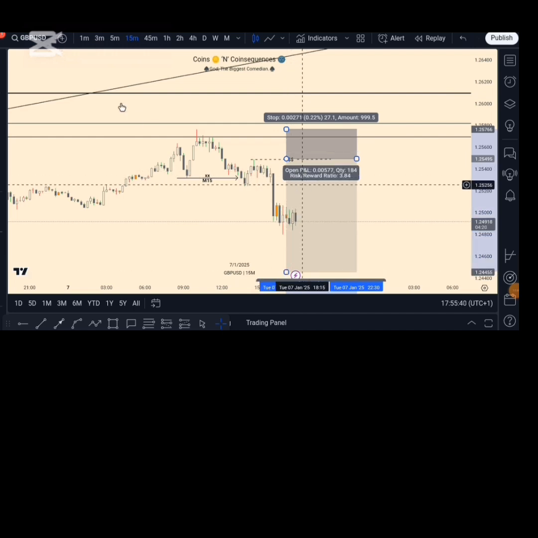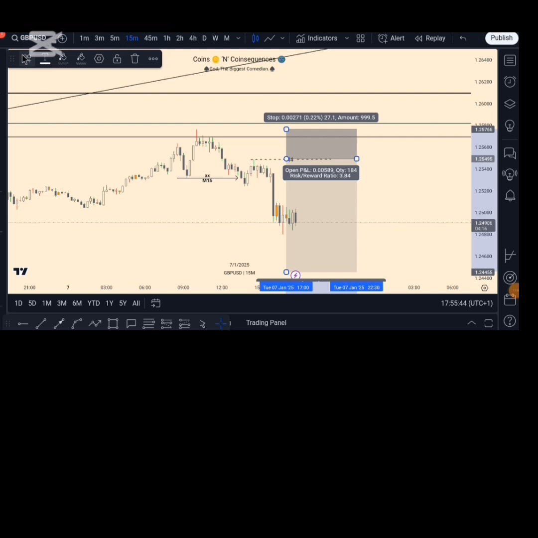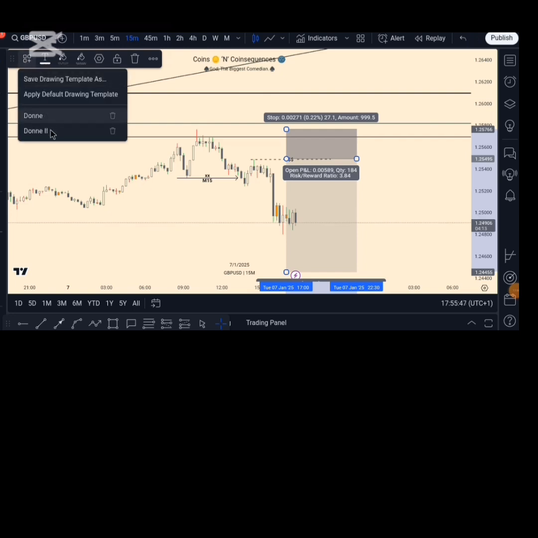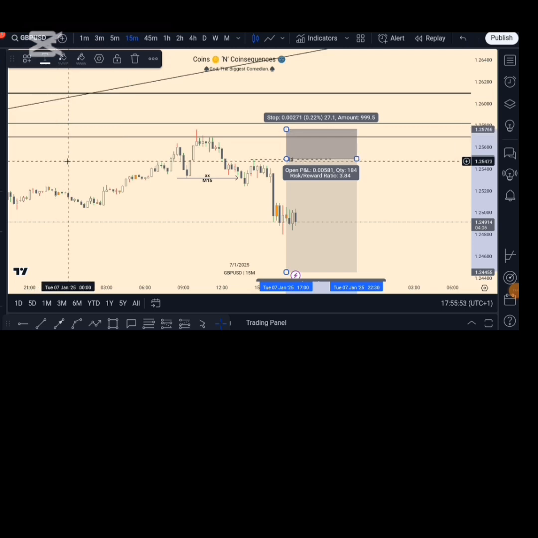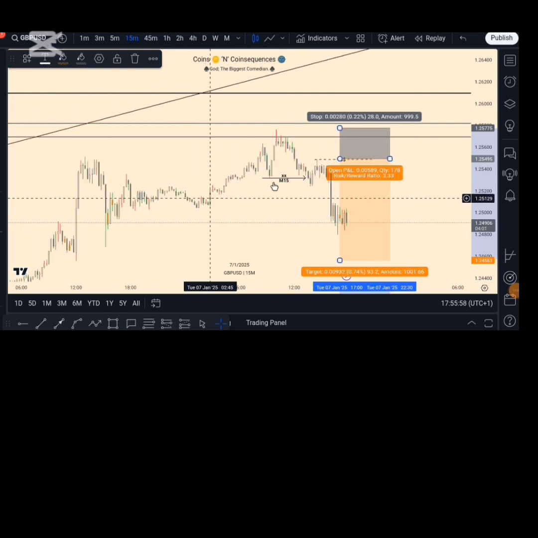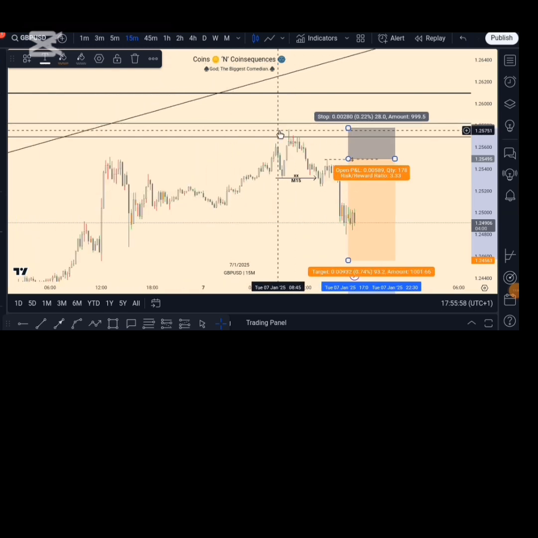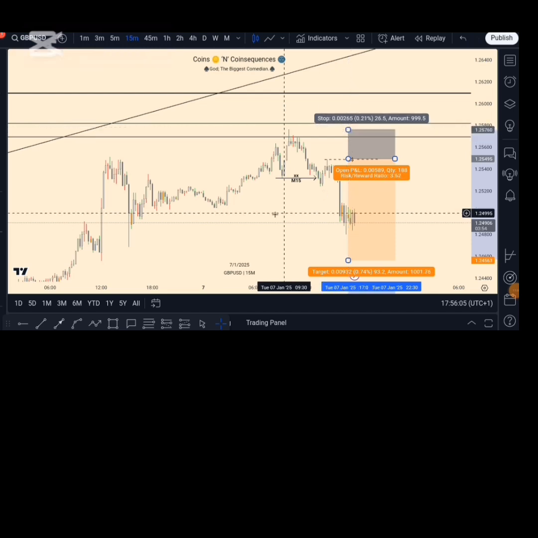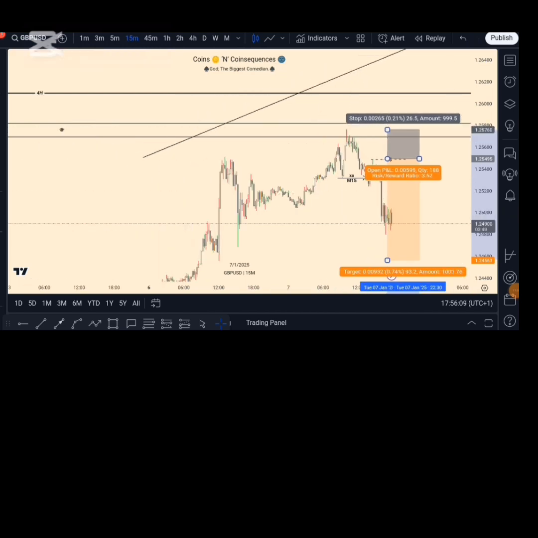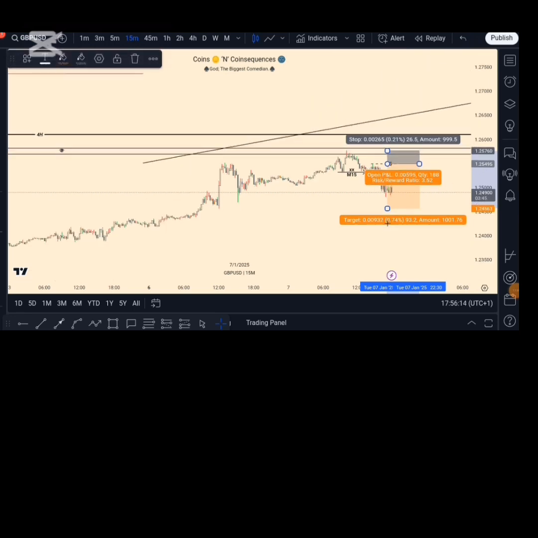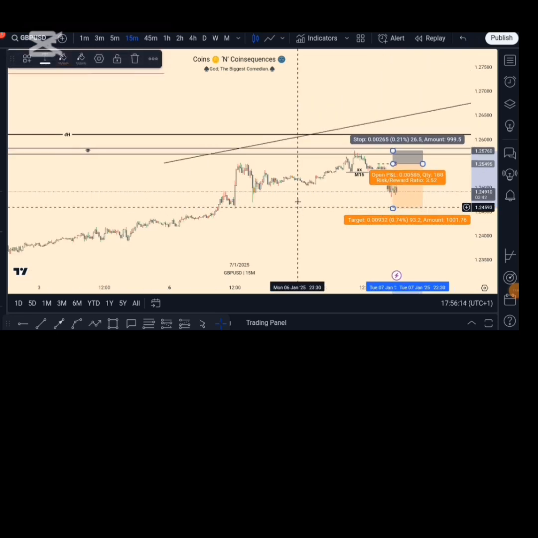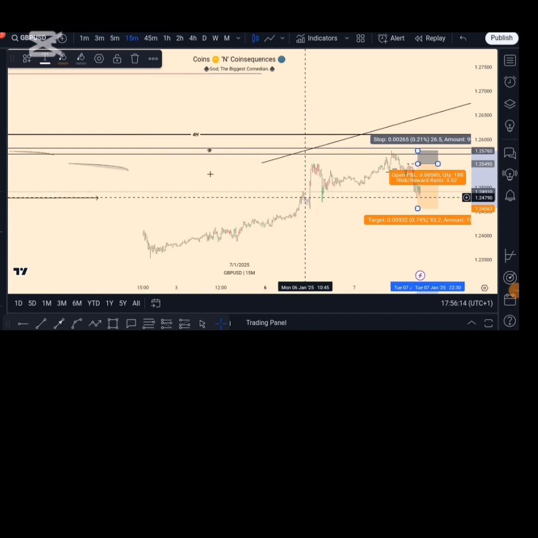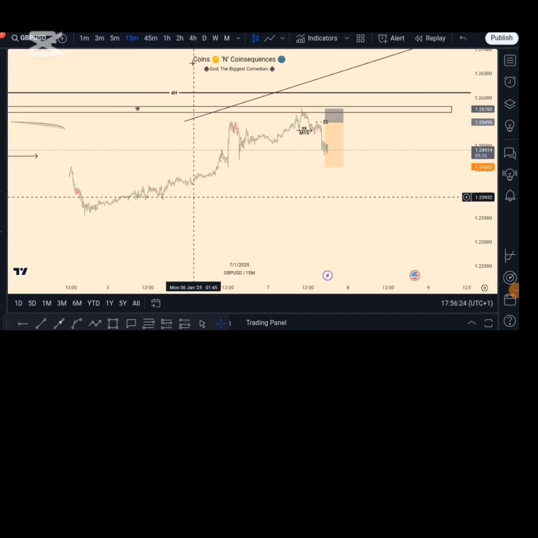Okay, excuse me guys, I don't know why my network is not cooperating at the moment. I think okay, so here it is. I'm having my SL somewhere around here at the tip of this candle. Then as usual, I'm targeting the all-time low.